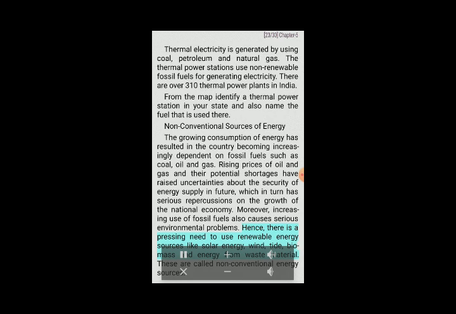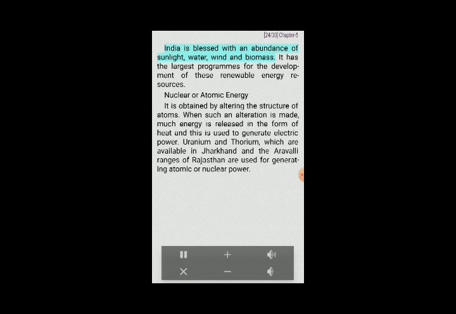Hence, there is a pressing need to use renewable energy sources like solar energy, wind, tide, biomass and energy from waste material. These are called non-conventional energy sources. India is blessed with an abundance of sunlight, water, wind and biomass. It has the largest programs for the development of these renewable energy resources.